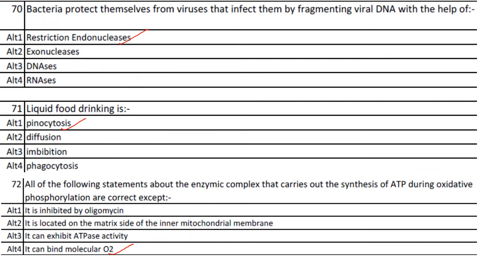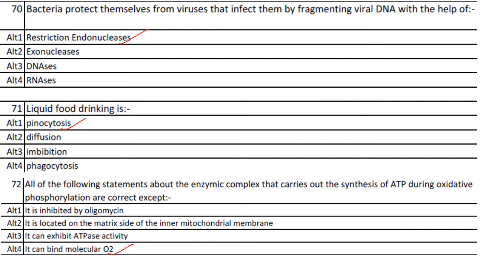Then next one. Bacteria protect themselves from viruses that infect them by fragmenting viral DNA with the help of. So bacteria protect themselves from viral infection by using restriction endonucleases. What will it do? That will fragment viral DNA which enters into the bacterial cell. So the answer is restriction endonucleases. Liquid food drinking is called pinocytosis.